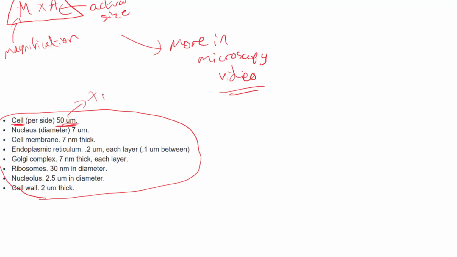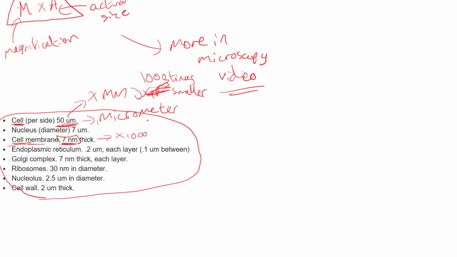They're not millimeters. Okay, this is not millimeters. This is micrometers. So they're not milli. This is 10 to the minus 3 times smaller, a micrometer. So what does that mean? That means it is 1,000 times smaller than a millimeter. That's how small a micrometer is. And it's 50 micrometers. That's very, very small. A cell membrane is even smaller. It's 7 nanometers, right? That's 1,000 times smaller than a micrometer.